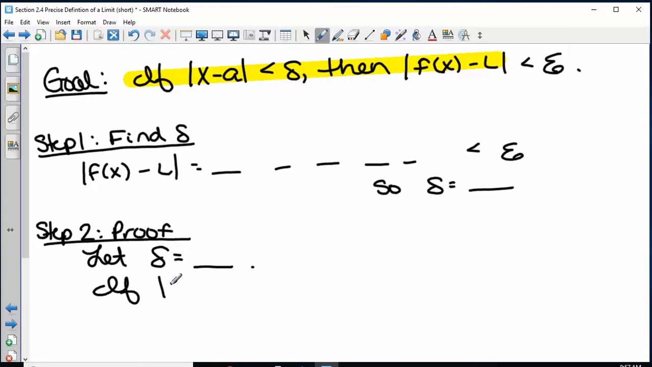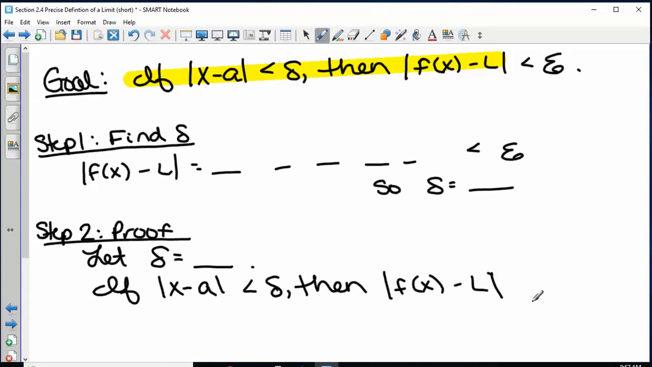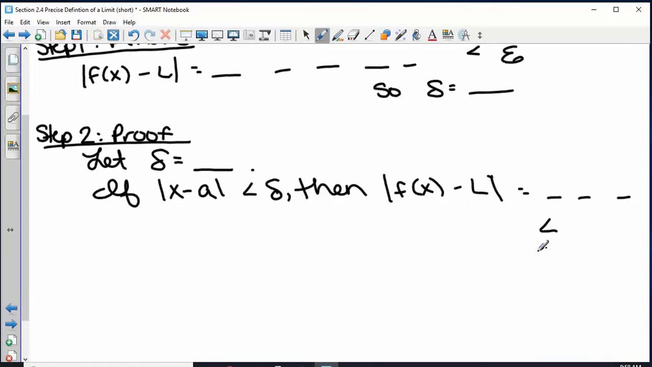So if the absolute value of x minus a is less than delta, then the absolute value of f of x minus L. And then we start working it out until we get a less than and an epsilon. And once I get those two things, then my definition was complete. My proof was complete. So we're just going to practice a few more of these today.